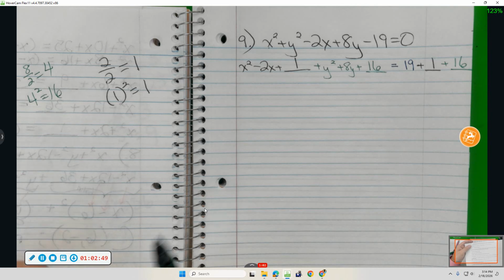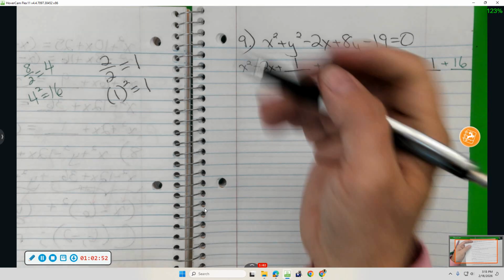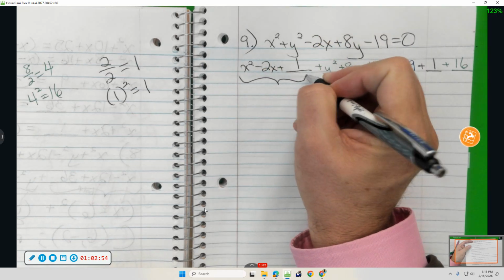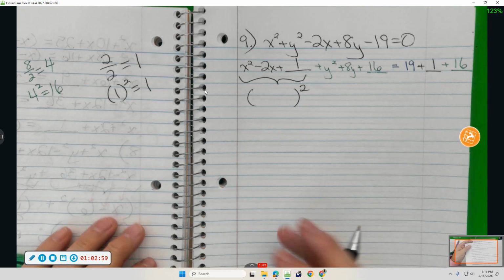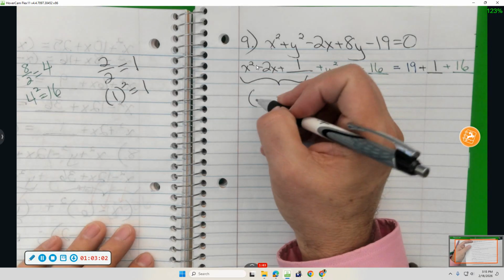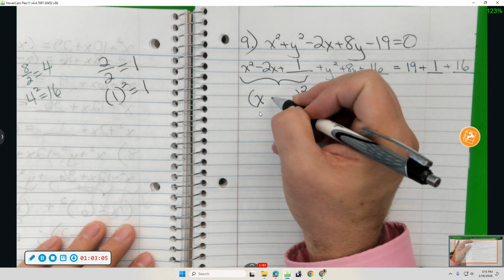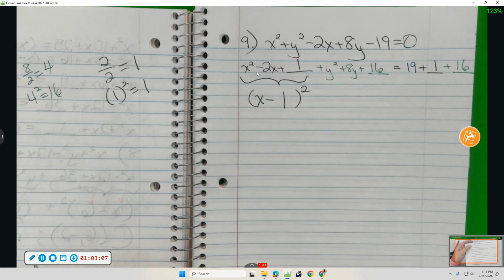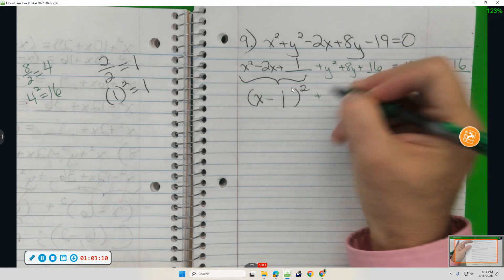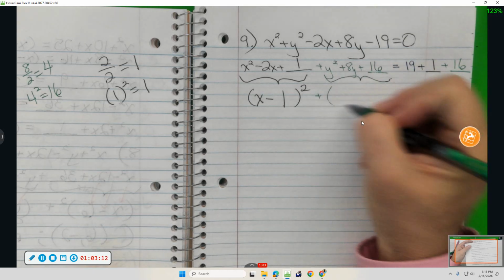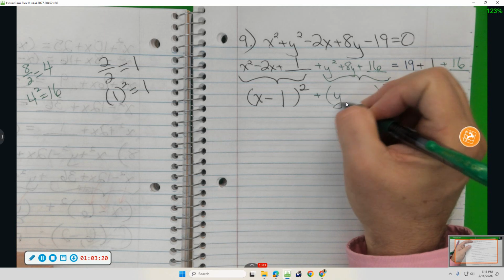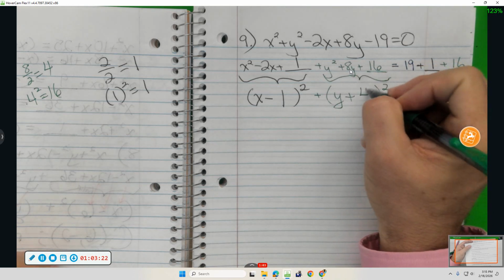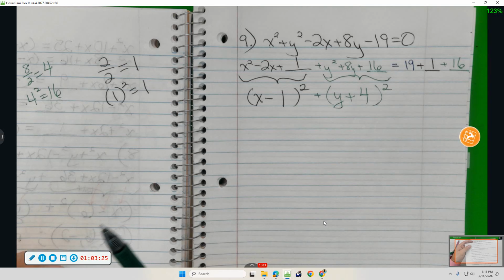We should be able to get this in center-radius form now. Let's factor the x terms. I'll put the parentheses and the square. You tell me what goes on the inside. x minus 1, I agree. Variable, sign, half of that number. Now the y terms, factor them. I have the parentheses and the square. What's going to go inside there? Variable, sign, half of that number. I agree with y plus 4 squared.